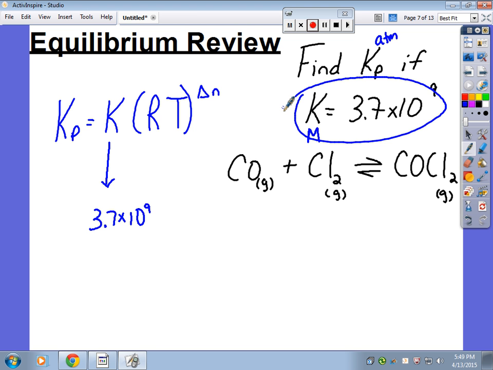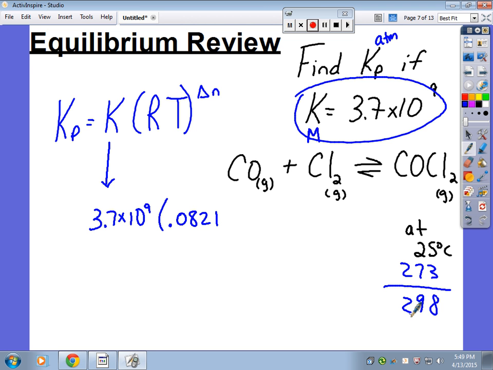Now, what's R? R is in terms of gas laws. That's 0.0821. Okay? Now, they would have to give you a temperature. And I'm going to tell you that this should have said at 25 degrees Celsius. So if it's at 25 degrees Celsius, what do you have to do if you're doing things in terms of gas laws? I'm going to go ahead and add 273 to it. And so that's 298. So this is times 298.